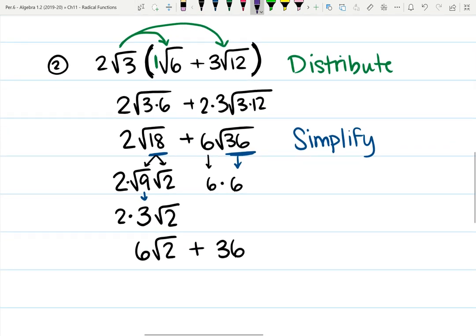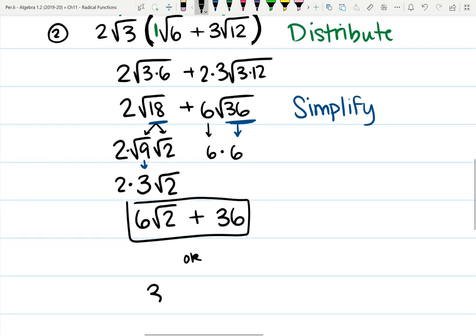So the last step was to look at this. And can I add any like terms? Again, no. Here I have radical 2, and there's no radical here. These are not like terms. I cannot add them. So this is it. And again, you might see somebody write the 36 out front, right? You might see 36 plus 6 square root of 2 as an option. They both mean the same thing. And there you go.